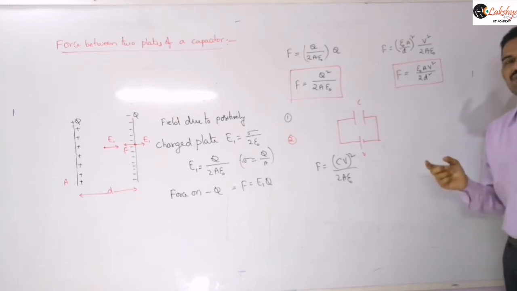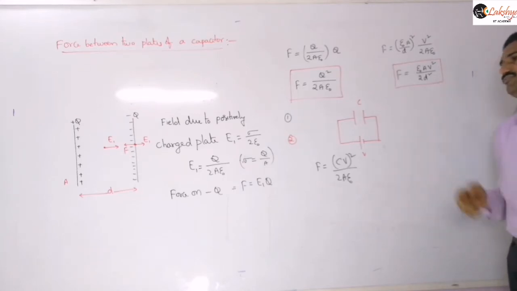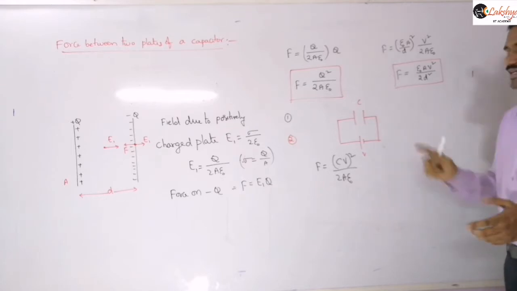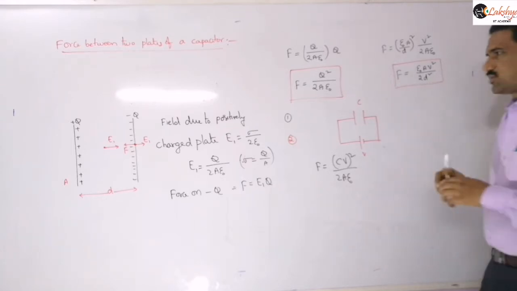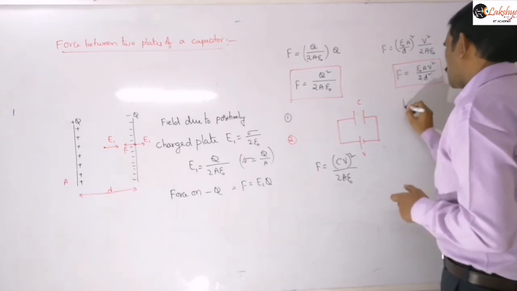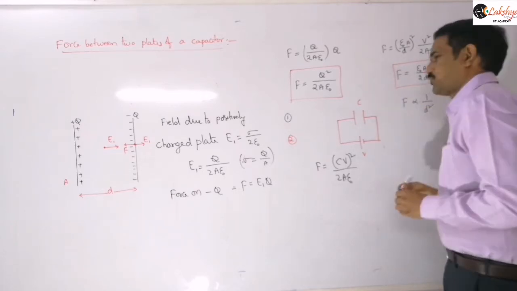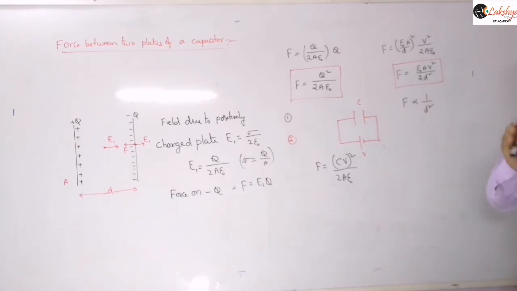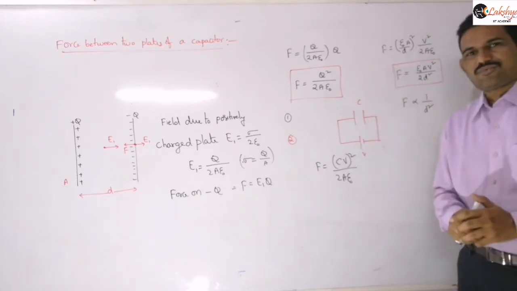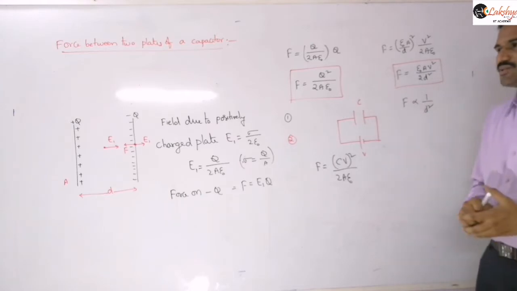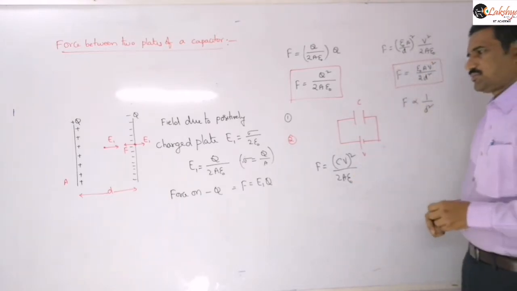Now you can observe this expression here. When the potential difference remains constant, the force depends on the distance. If you are changing the distance, then the force also changes, and it is inversely proportional to D square. So once the charge on the capacitor remains constant, the force is independent of the distance. But when the potential difference remains constant, then it depends on the distance here, right? So that is another point you need to remember here.